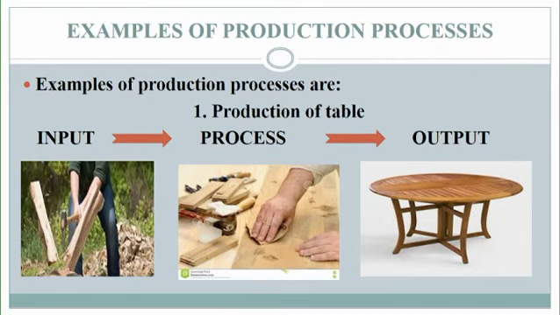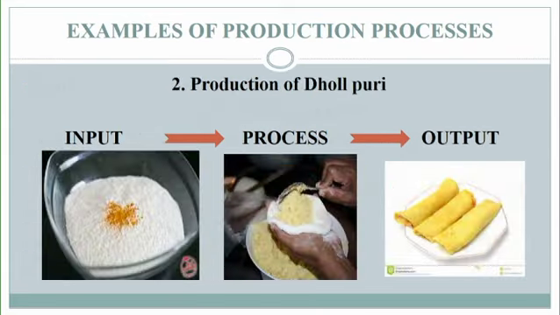Let's now look at some examples of production processes. In the production of a table, the input is the wood, the process is the cutting, polishing, and assembling of different parts, and the output is the table. Similarly, in the production of dolpuri, the input consists of the ingredients like flour, water, salt, and dough. The process consists of mixing the dough and filling it, and the output is the dolpuri.